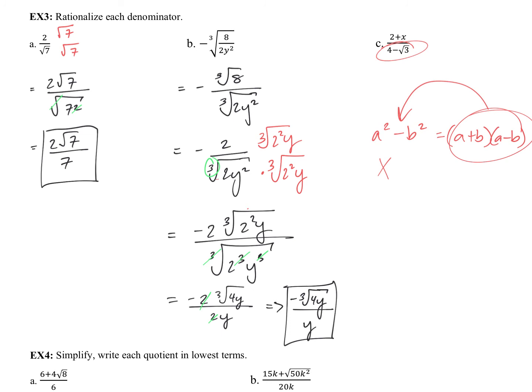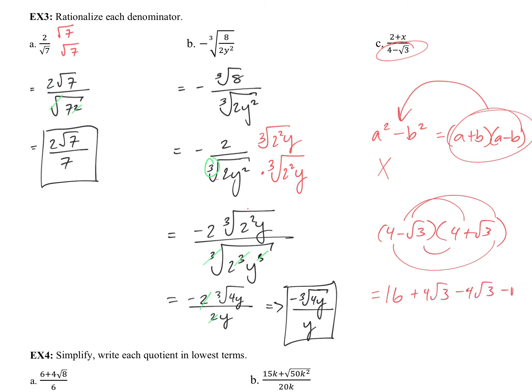If I multiply this by the conjugate, so 4 minus the cube root, so if I go ahead and multiply the conjugate, do first, outside, inside, last. First is 16 minus 4 root 3. Do the radicals cancel? They do. When I multiply by the conjugate, the radicals will cancel out. And that is exactly what I want.